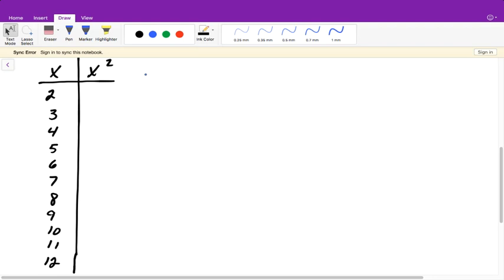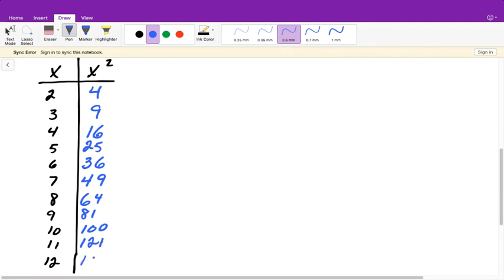What we're going to do is the same thing that we did before. We have x and we have x squared, so we're going to square all these. 2 squared is 4. 3 squared is 9. 4 squared is 16. 5 squared is 25. 6 squared is 36. 7 squared is 49. 8 squared is 64. 9 squared is 81. 10 squared is 100. 11 squared is 121. And 12 squared is 144.